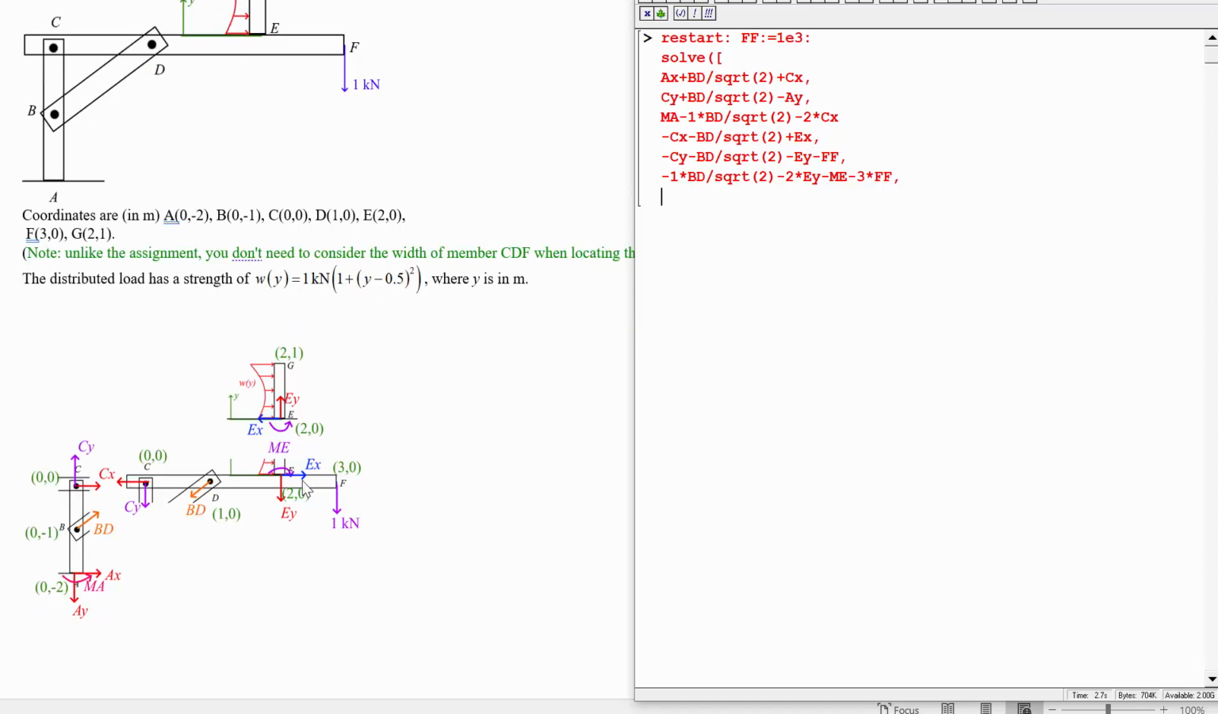So for EG, and this is the trickiest one, it involves the distributed load. Net force in X would be minus EX plus the net effect of this entire distributed load, which is the integral of W from Y equals 0 to 1. Yeah? And we're going to need to define what W is. Let's put it up at the top here. W is equal to 1E3. Conveniently, they just gave it to us in this question. We don't have to look at the picture and try and find an equation for it. 1E3 times 1 plus Y minus 0.5 all squared. Okay, so there's our W.